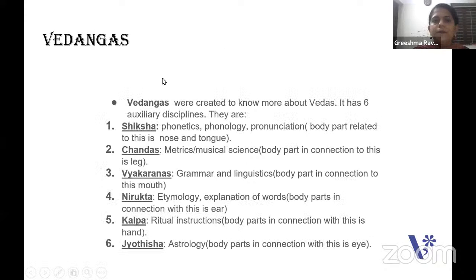Next, Vedanga. Last time also they asked questions about Vedanga. So what do you mean by Vedanga? Vedanga were created to know more about the Vedas, like a reference book. It has six auxiliary disciplines: Shiksha, Chanda, Vyakarana, Nirukta, Kalpa, Jyotisha. Shiksha is related to phonetics and phonology, pronunciation. Chanda, metrics or musical science. Vyakarana, grammar and linguistics. Nirukta, etymology, explanation of words, etc. Kalpa, ritual instruction. Jyotisha, astrology.